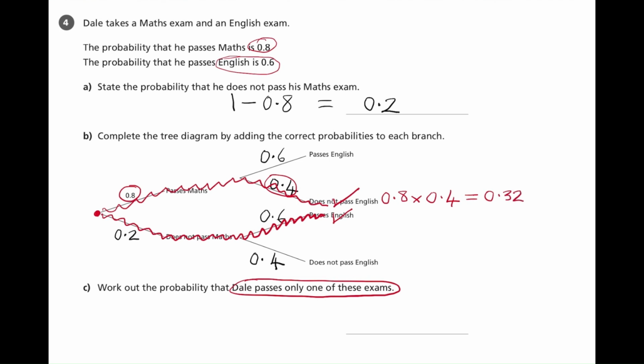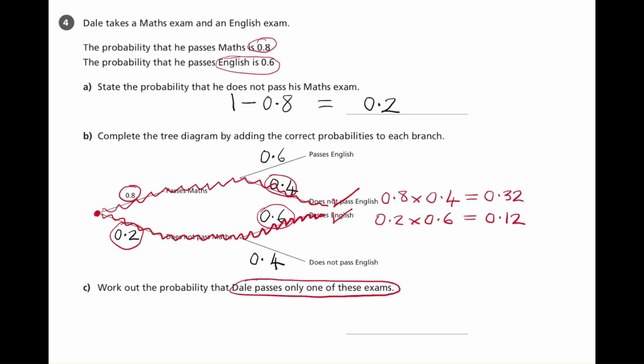We do the same now with the other route. So not passing maths is 0.2 and passing English is 0.6. So we multiply those, 0.2 multiplied by 0.6, and that gives us 0.12.